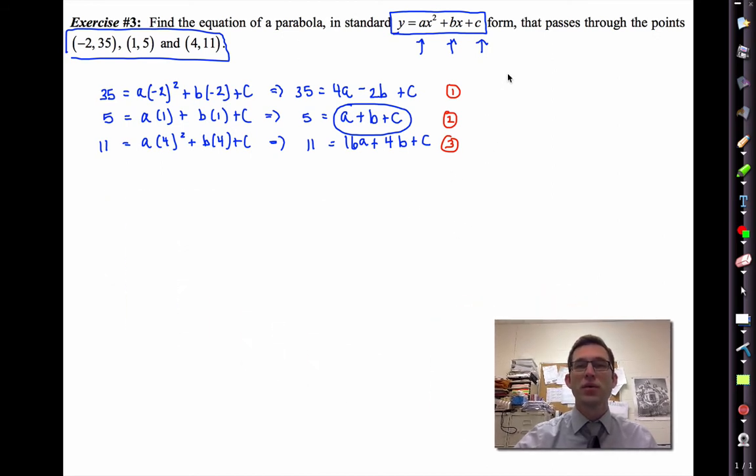But I think what I'm going to do is use a strategy. I'm going to eliminate c. Okay, that's what I'm going to do. So here's what I'm going to do. I'm going to write down 35 equals 4a minus 2b plus c. And then I'm going to take equation 2 and multiply it by -1.